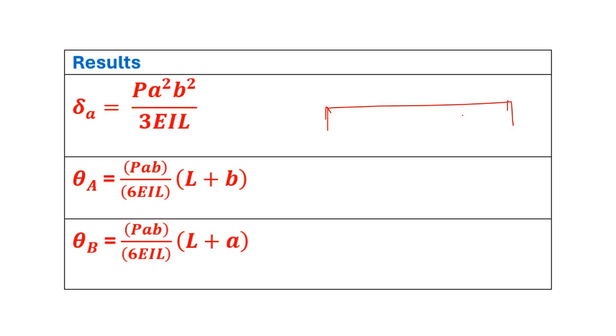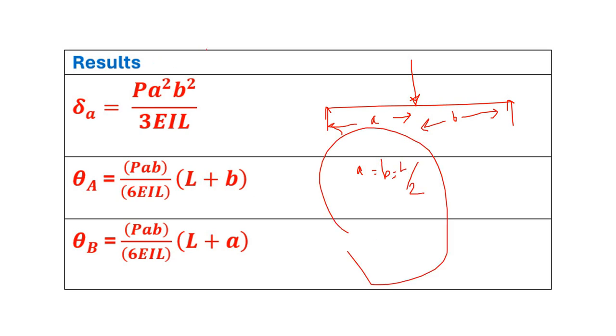So this is the beam, and in this beam you are applying a point load at this location where this is point A, this is length A, and this is length B. So A is equal to B equal to L by 2. That you are going to substitute in this expression, so that you can find out the deflection for the point load applied at the center.